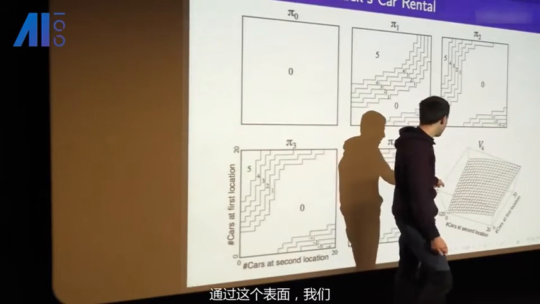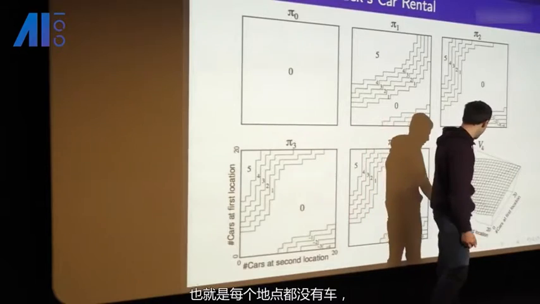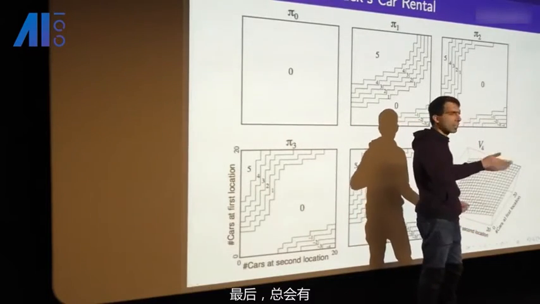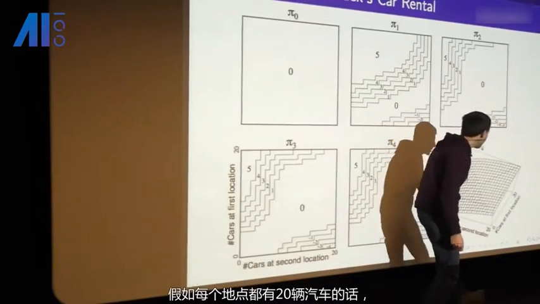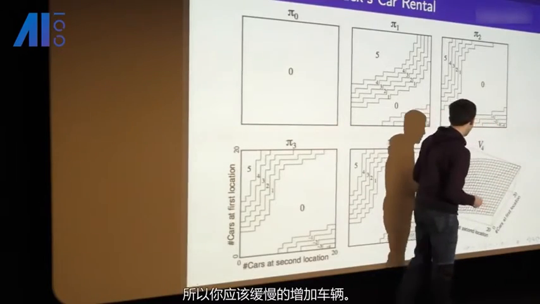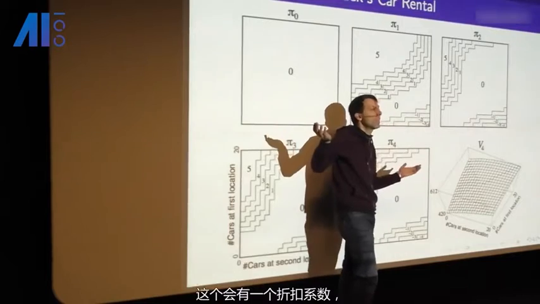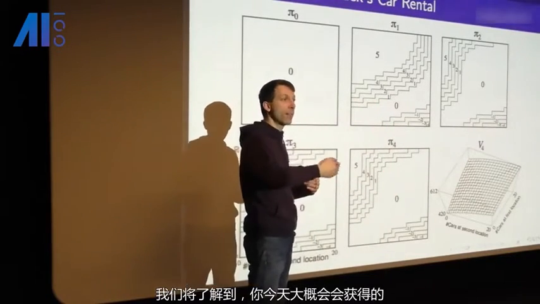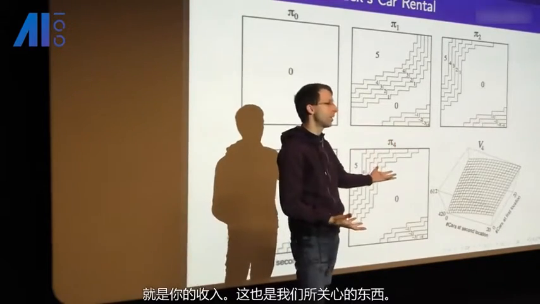And what this tells you is, if you're in a situation where you've got no cars in either location, you're still going to get money, because eventually over time you will start getting cars coming into these locations. But it's less money than if you've got 20 cars at each location. So you should expect some kind of slope upwards. What this is telling you is the total dollar lifetime revenue that you're going to get under some discount factor, which was probably on the last slide, telling you how much you prefer to get dollars now than dollars tomorrow or the next day. So this is your income.